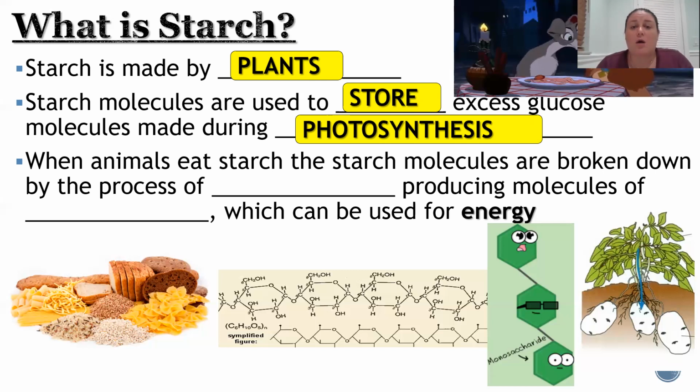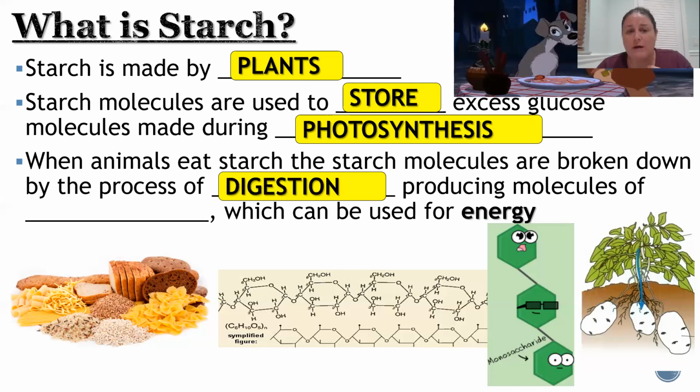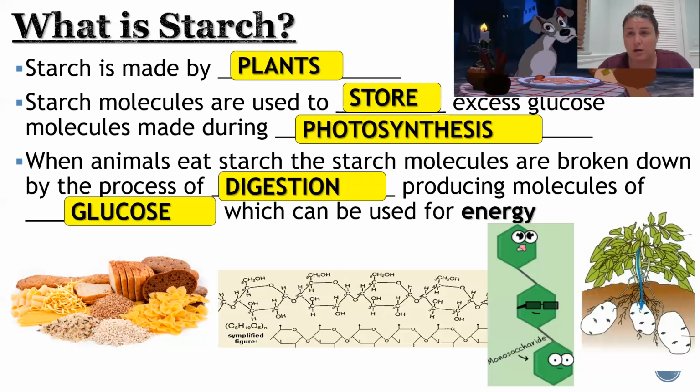alive. Now, for animals, and humans are animals, when we eat a starch molecule, so even things like bread and pasta, all of those things ultimately come from plant products, right? And so when we eat those starchy molecules, we break them down through digestion, which we call hydrolysis. That takes this long polysaccharide and breaks it back down into the individual glucose molecules, which we then can use for, say, the process of respiration to make energy so we can do all the things that we need to do to keep us alive.